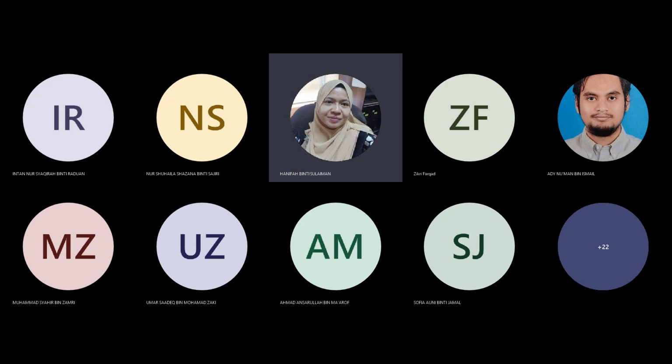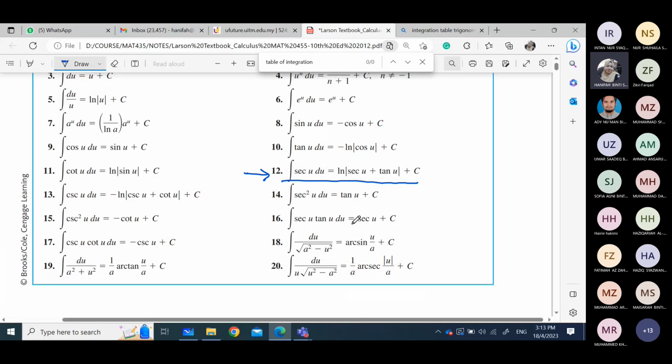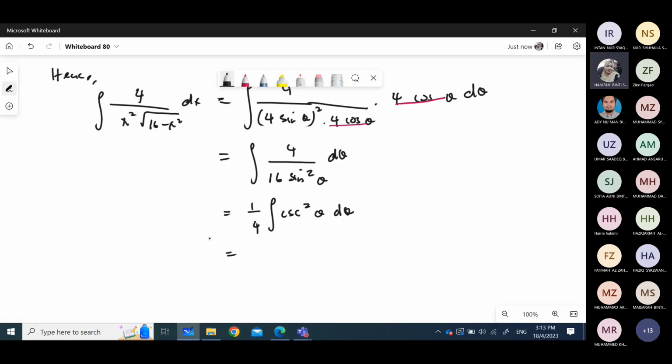Okay, the integral of cosecant squared. I want to show you this one. We seldom use cosecant, so we can look here at number 15. Integrating cosecant squared theta is equivalent to negative cotangent theta. So the answer here is 1 over 4 times negative cotangent theta plus C. So this is the answer. Did you get it?